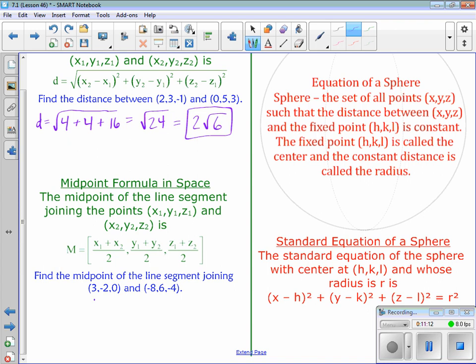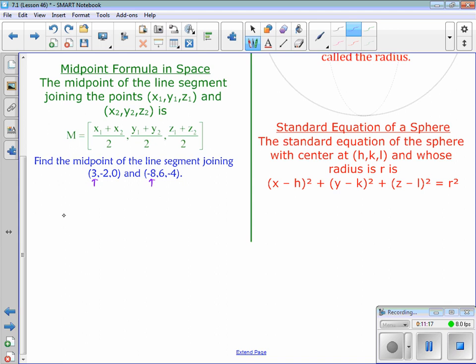So if I take my x's and I average them, I just add them up. So if I add them up, I get 3 and -8, and I divide it by 2. The next one, I get -2 and 6, and I divide by 2. And the last one, I take 0 and -4, and I divide by 2. So what do I get for my midpoint here? So -5/2, or -2.5 if you want. This one is 2, and then the last one is -2.